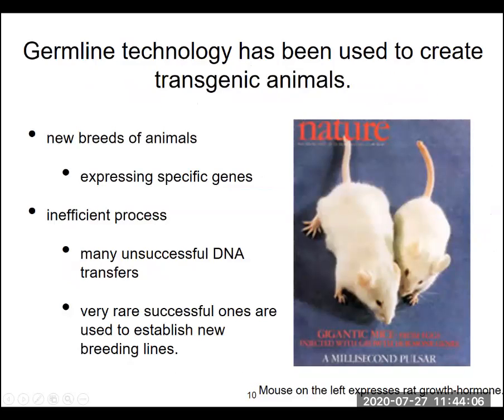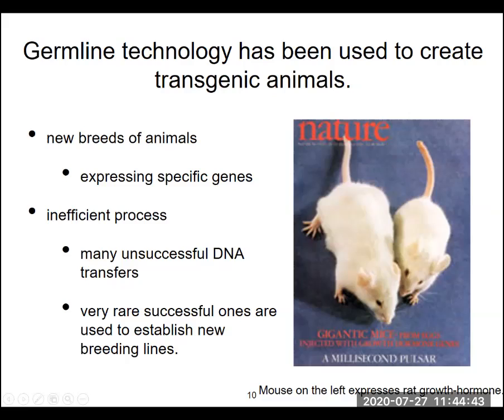Now, germline gene therapy and germline technology have been used for a number of years on transgenic animals. And so we can produce new breeds of animals that express specific genes. We can take a look over here. This is a normal mouse. This is a mouse over here, which is overexpressing growth hormone. And if it's expressing the growth hormone, it's going to grow bigger and bigger and bigger. And growth hormone is one of the hormones that athletes sometimes take when they're trying to do performance enhancing drugs.